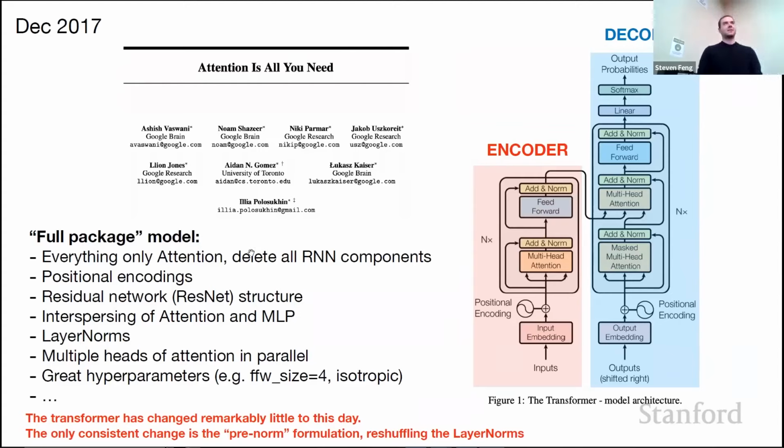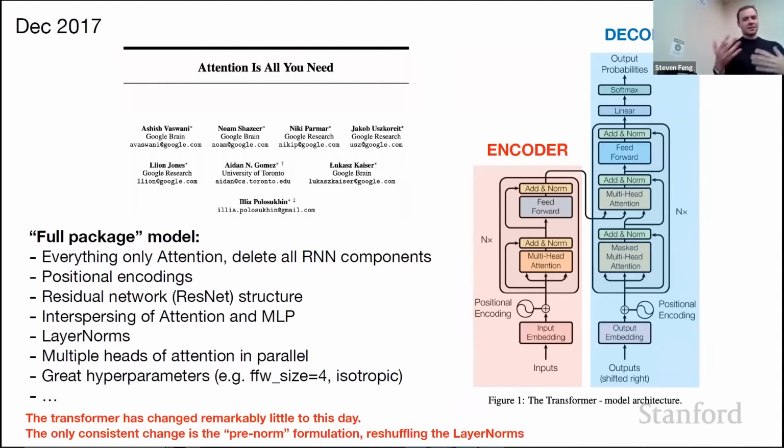Because attention operates over sets, and I'm going to go into this in a second, you now need to positionally encode your inputs because attention doesn't have the notion of space by itself. They adopted this residual network structure from ResNets. They interspersed attention with multi-layer perceptrons. They used layer norms, which came from a different paper. They introduced the concept of multiple heads of attention that were applied in parallel.